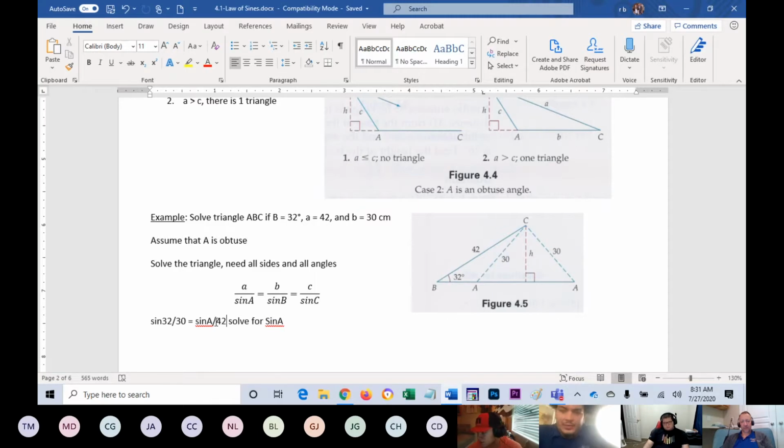I thought that when we wanted to get rid of a sign on one side, we use the inverse sign. The inverse of it, no? Okay, so we'll do that eventually, but not yet. I want to get the sine of A all by itself. Times 42? Yeah, both sides by 42. So then the left side becomes 42 sine 32 divided by 30 equals the sine of A.